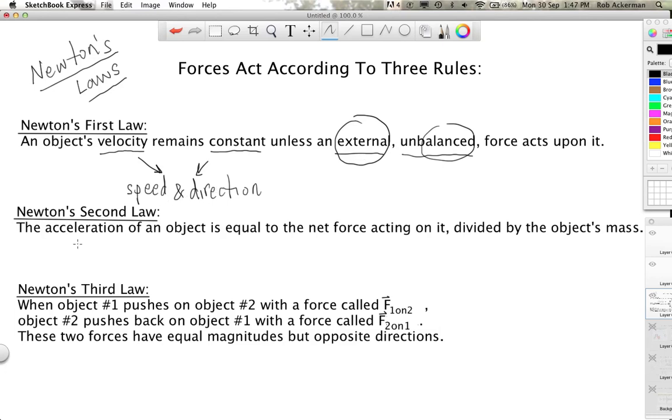Here's another one, his second rule, or second law, that the acceleration of an object depends on the net force acting on it, which is another word for unbalanced force. There goes the bell, I have only a few more minutes.